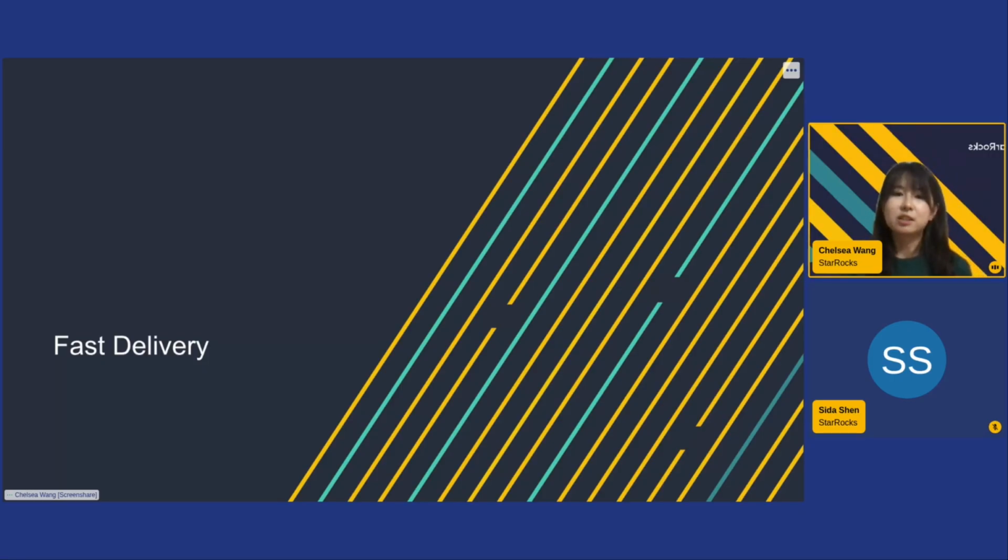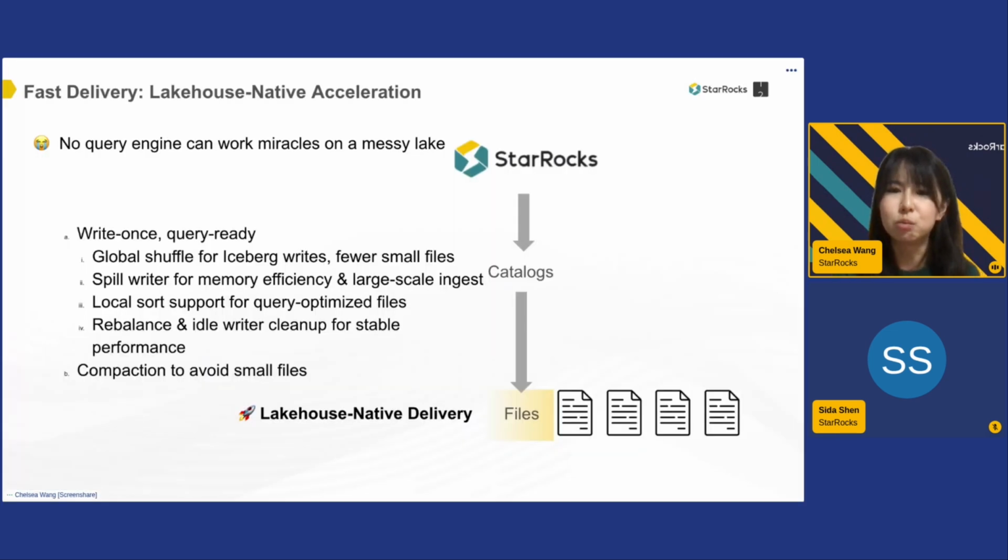And next is fast delivery. When we talk about fast delivery, the idea is really simple. We just want to make your query pipeline as short as possible. If we can query the lake directly with good performance, we will definitely do that. So actually, we've supported querying external tables since version 2, and over the years, we've done a bunch of query engine level optimizations. But the reality is the lake is messy.